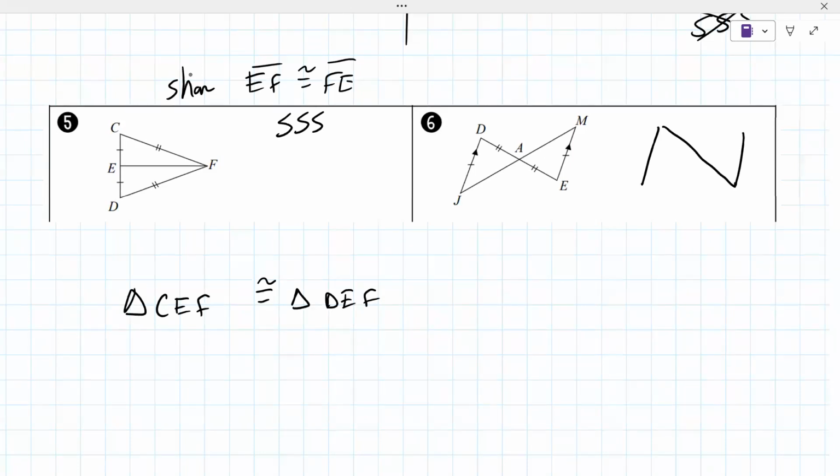Which angles are congruent in this situation? This is two parallel lines cut by a transversal, so it has to be SAS. Right. So these are alternate interior angles. So it is SAS. Give me the congruent statement, please.